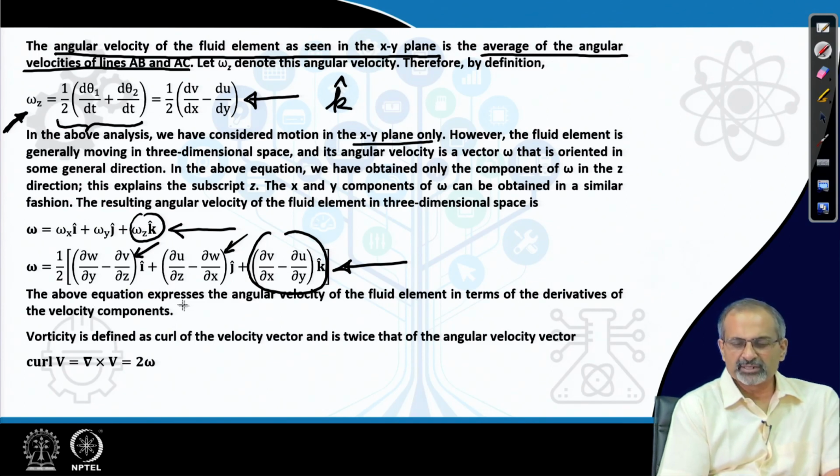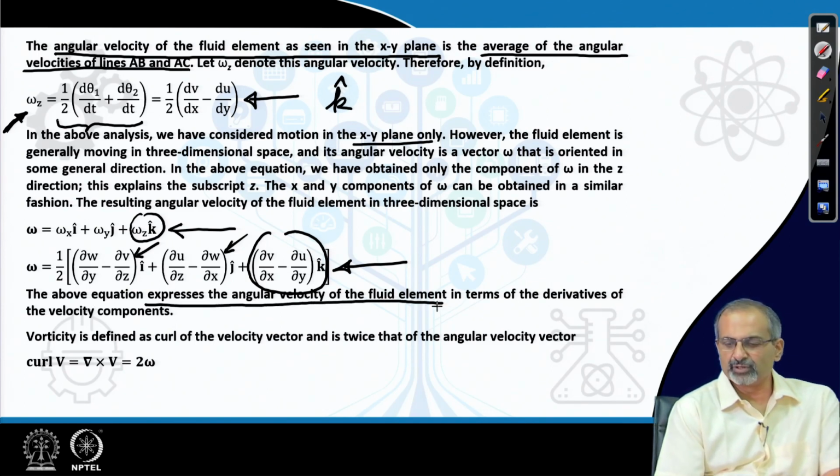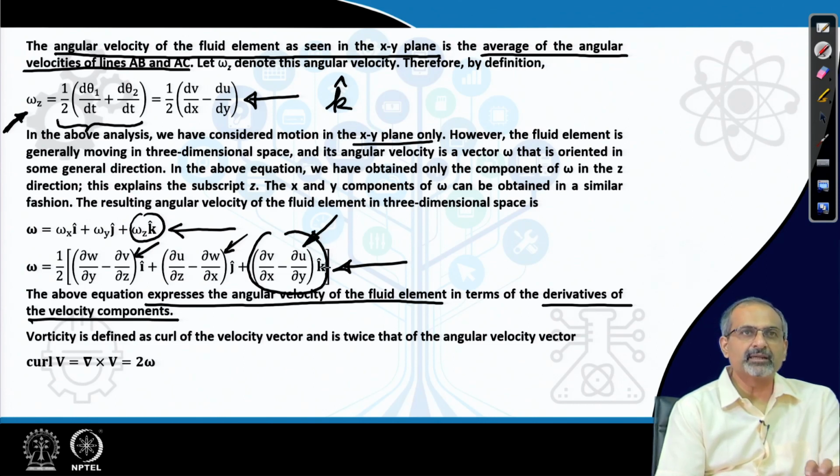So, the above equation expresses the angular velocity of the fluid element in terms of the derivatives of the velocity components. So, we notice very keenly that the angular velocity of the fluid element is entirely governed by the fluid flow field. How it rotates, how it distorts is all dependent on the velocity field.